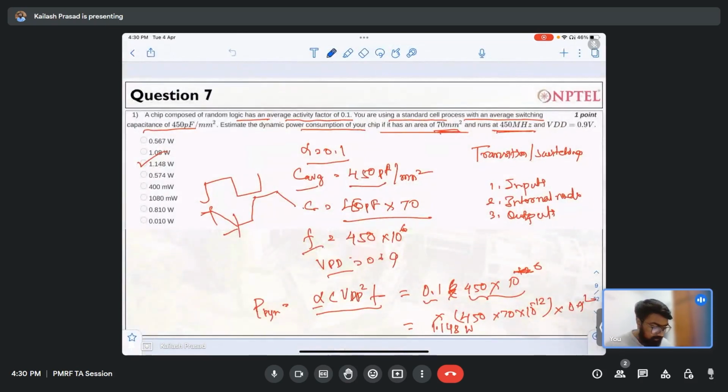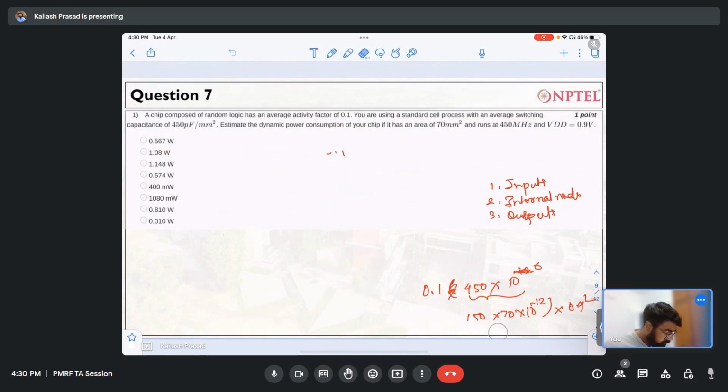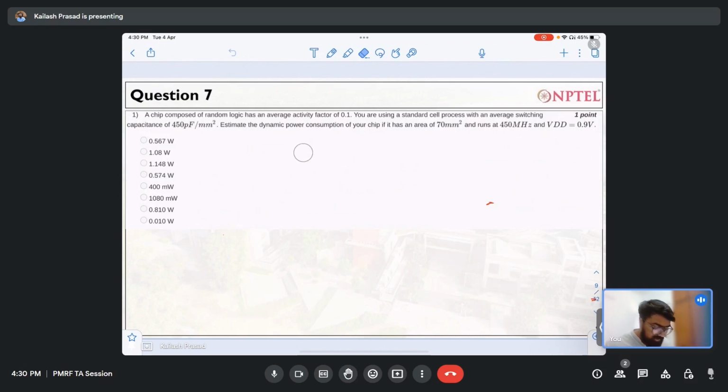The first question, okay, so I will just remove this part. Okay, so the question here says that a chip composed of random logic has an activity factor of 0.1. So the first thing that you have to realize in the power equation is what the activity factor is. So let me write the power equation for you. P equals alpha C VDD square into F, right? So this is my equation, the equation of dynamic power.